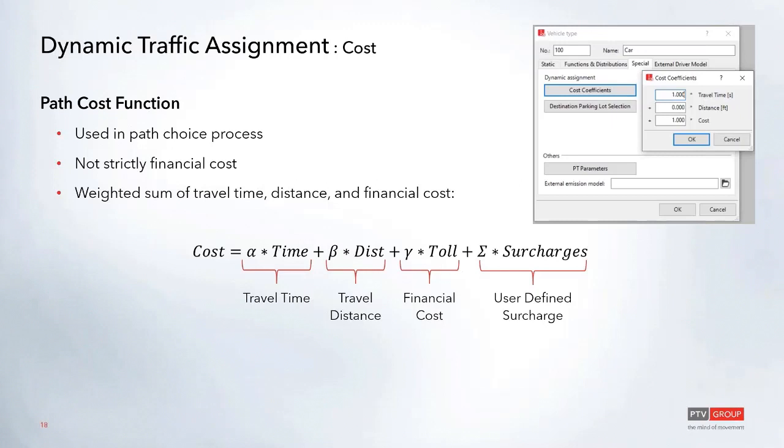Now, as part of this cost equation, the travel distance, the financial cost, and the surcharges will all be set up based on how the network has been built and defined. But the travel time is going to be constantly updated as the simulation is run, so that vehicles can react to the traffic conditions.